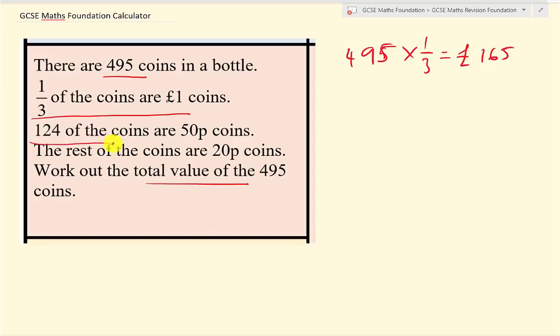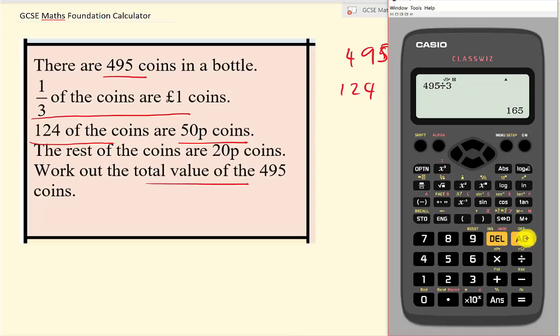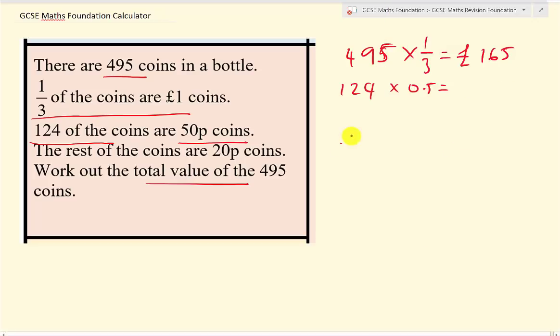Next, 124 of the coins are 50p coins. So let's work out how much that is in value, in pounds. So 124, because it's 50p, we're going to times it by 0.5, or you can divide it by 2. Use your calculator: 124 times 0.5 gives us £62. So 50p coins are worth £62. Let's work out what the total is. 5 add 2 is 7, 6 add 6 is 12, carry the 1, and 1 add 1 is 2. So £227. The £1 coins and the 50p coins are worth £227.